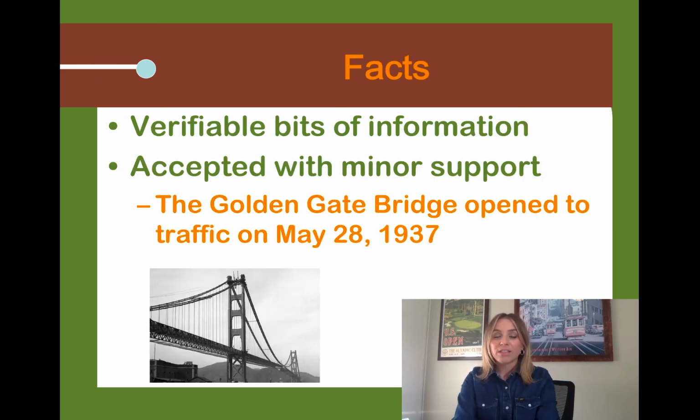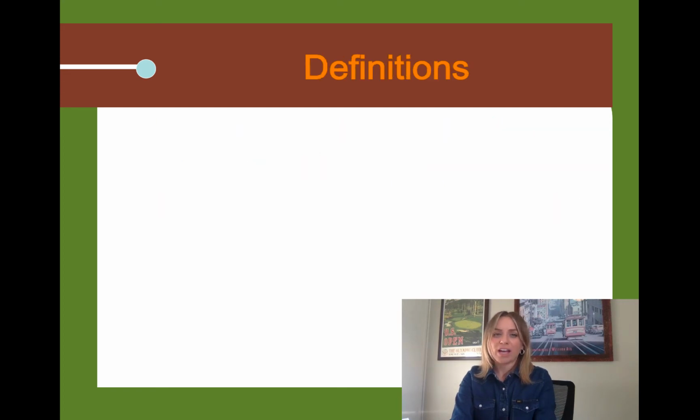All right, so facts are typically short bits of verifiable information. Maybe you're giving a speech about the city of San Francisco, and so you want to say that the Golden Gate Bridge opened to traffic on May 28, 1937. This isn't really something that you need to cite. Most of the audience is going to accept this information with very minor support. So this is just an example of a very simple fact.